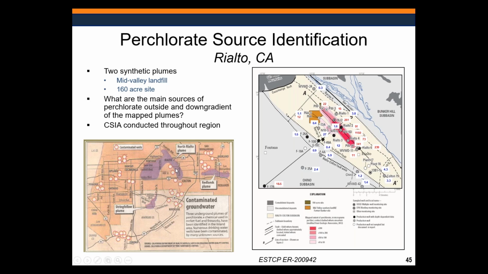And if we look at this interesting plume map, this is the direction of groundwater flow. We see that in this map, this plume went all the way down through the Fontana area into the Chino subbasin because they were seeing concentrations here. So they sort of drew the plume map down here. So the question is, what is this? Is this perchlorate synthetic from these plumes, or is it something else?